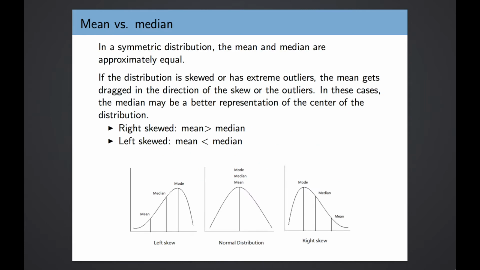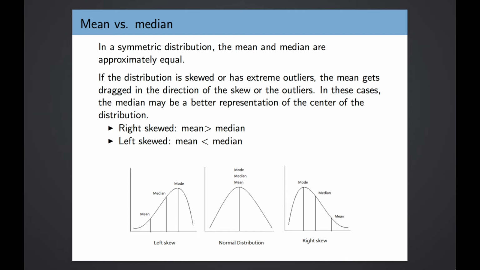In a symmetric distribution, the mean and the median are just about equal. So we saw this when we were looking at our example of the incomes of people in a bar. Before Bill Gates walked in, that distribution was more or less symmetric, and the mean and the median were very close to one another. But when the distribution is skewed or has extreme outliers, the mean is going to get dragged in the direction of the skew or toward the outliers.